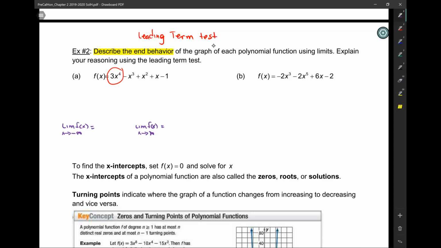X equals 1, 2, 3, negative 1, 2, 3. The most is like x equals 10, okay? End behavior is when x approaches infinity. Like when x is 1,000,000, okay? So, let's suppose x is 1,000,000.